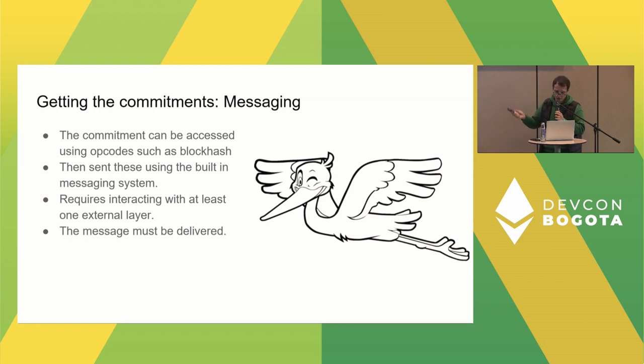Now about the downsides. The message must be delivered, so it introduces a significant delay, especially when dealing with the withdrawal period in the middle. And it requires interacting with multiple layers. So first you need to send a message, and then actually you need to consume it. So it's not ideal, but the trust assumptions are pretty okay-ish.